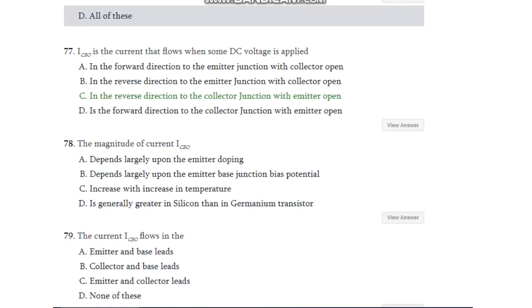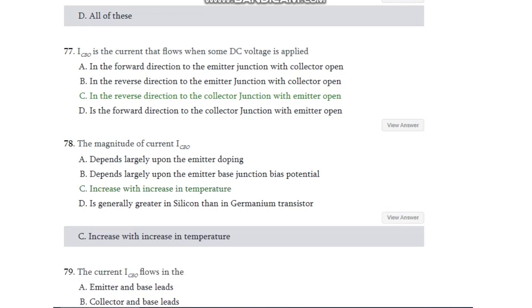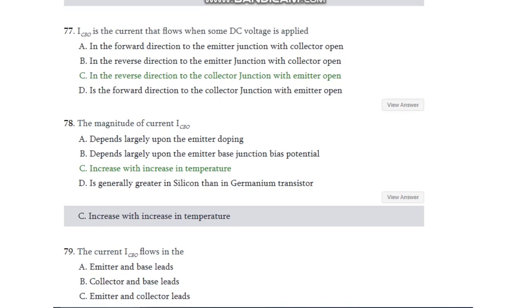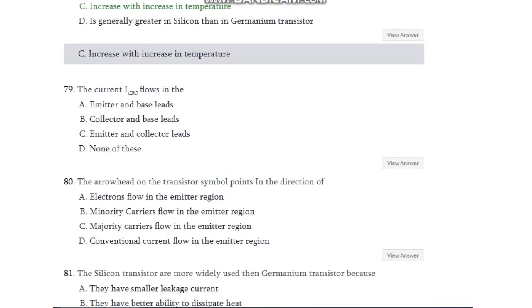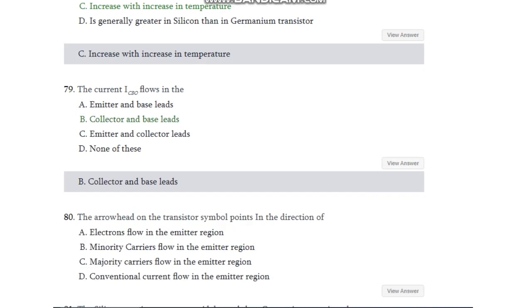78th question: the magnitude of current ICBO depends largely upon the emitter doping; second, depends largely upon the emitter base junction; and third, increases with increase in temperature. This is the correct answer. Question number 79: the ICBO flows in the emitter and base leads, second collector and base leads, third emitter and collector leads, and fourth is none, and the answer is B, that is collector and base leads.